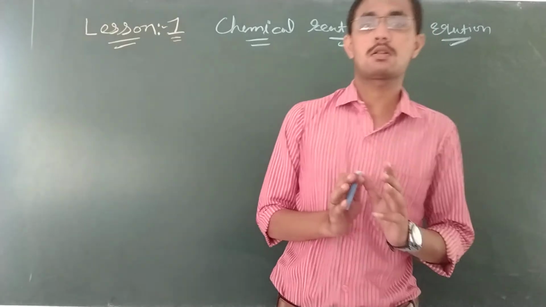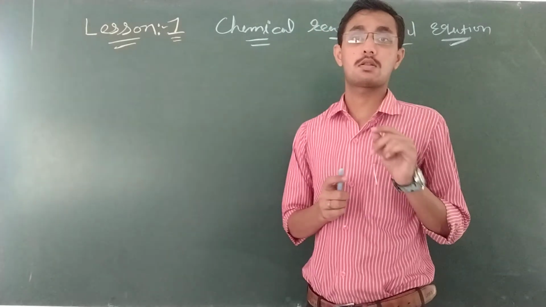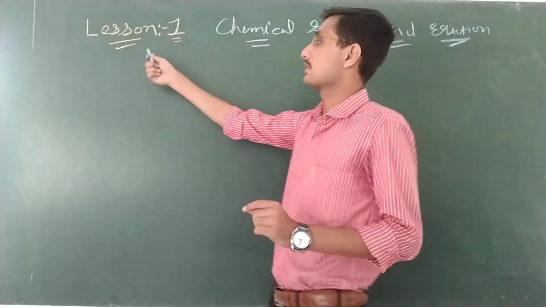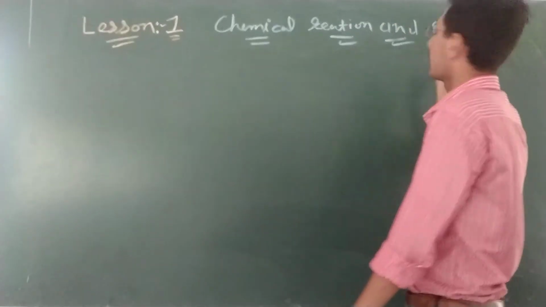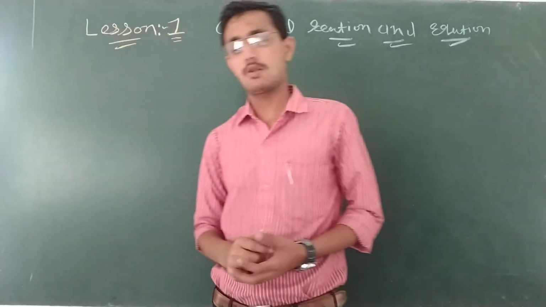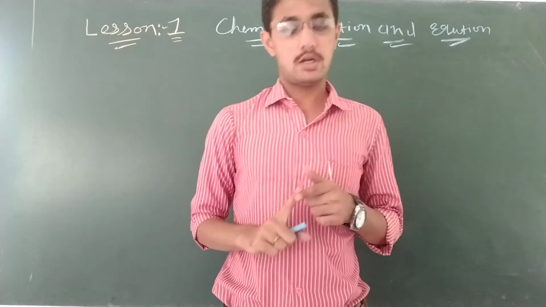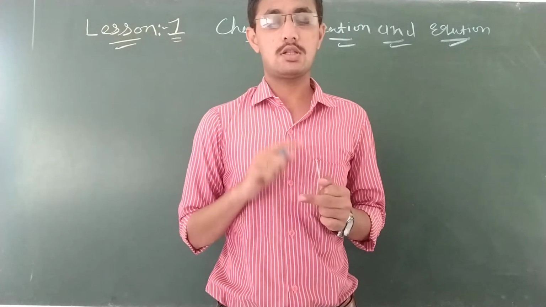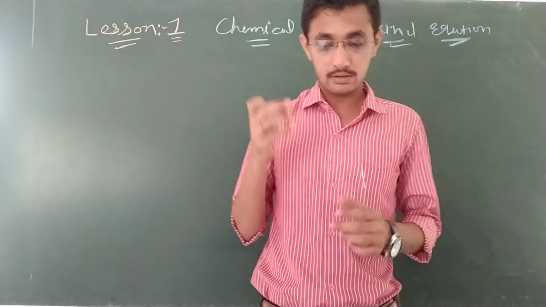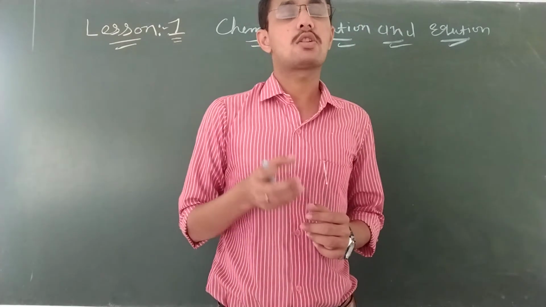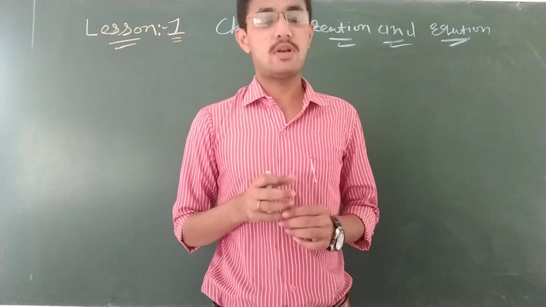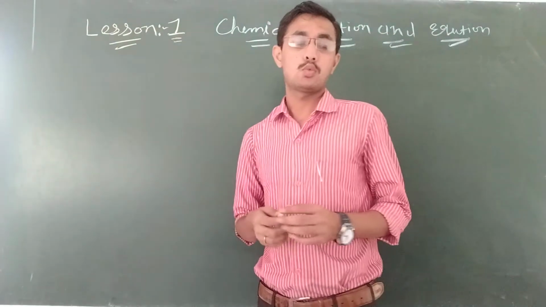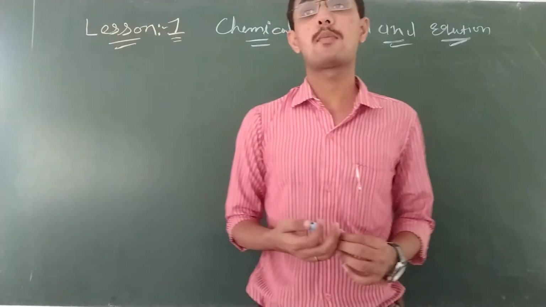In the previous lecture, we discussed our 10th Science and Technology subject, Lesson 1, Chemical Reaction and Equation. Last session, we discussed chemical reactions and some examples. A chemical reaction involves things like change in state, change in color, change in temperature and evolution of gas. In today's section, we discuss chemical equations.